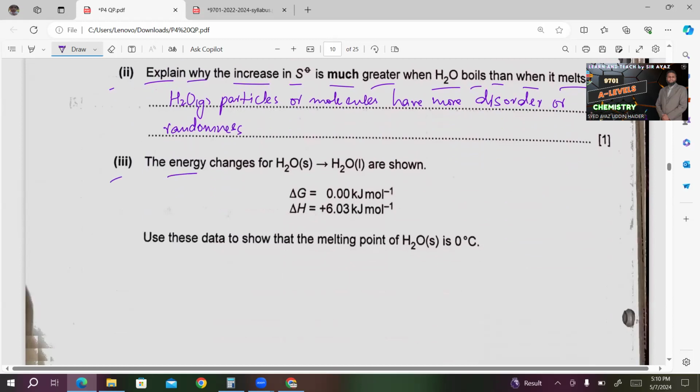Number 3, the energy changes for H2O solid to H2O liquid are shown. Delta G 0, delta H plus 6.03.